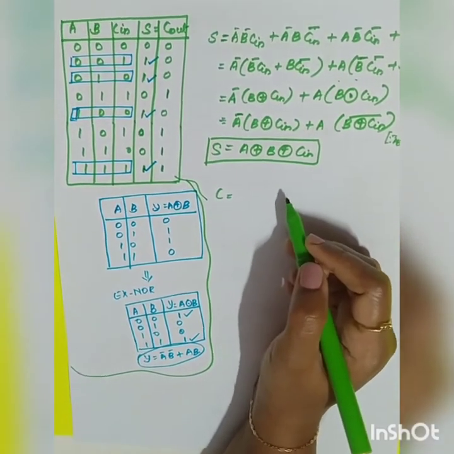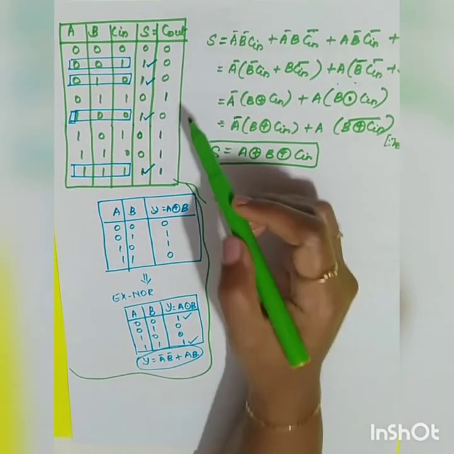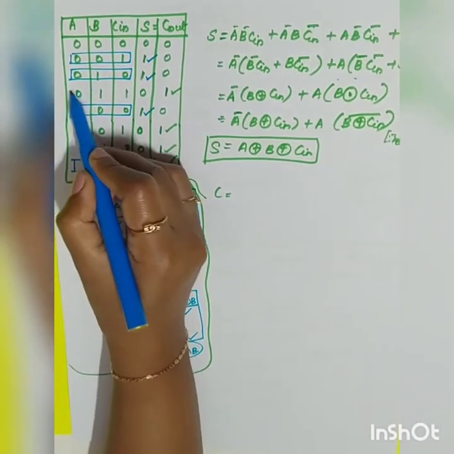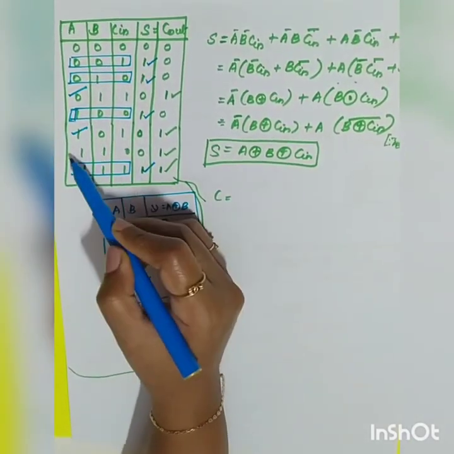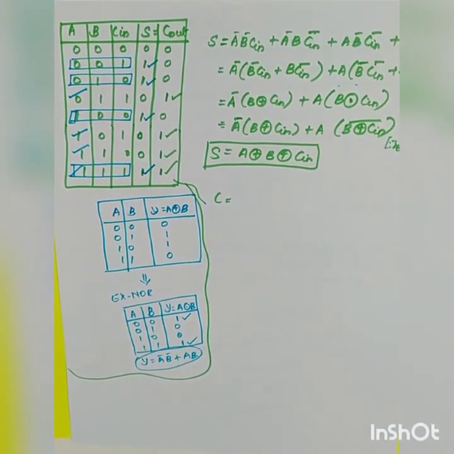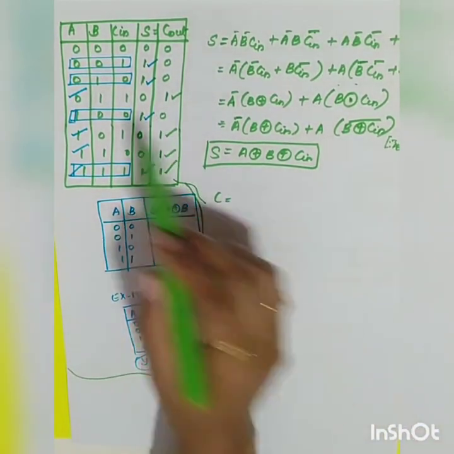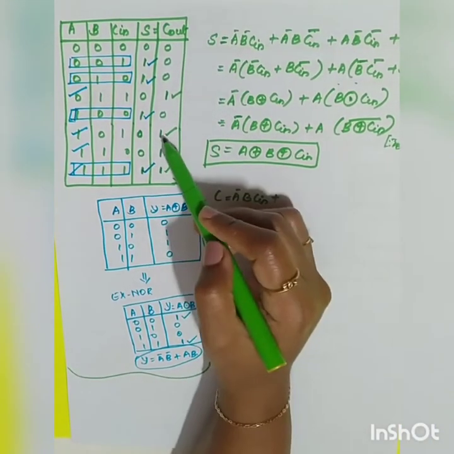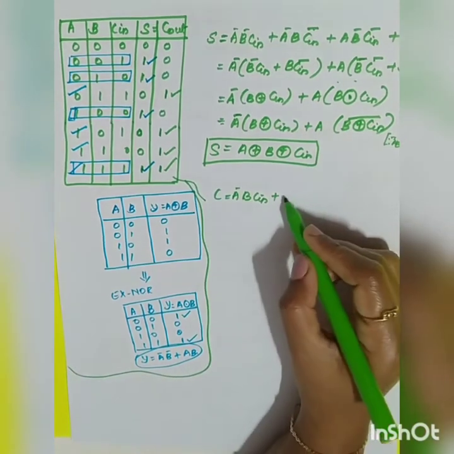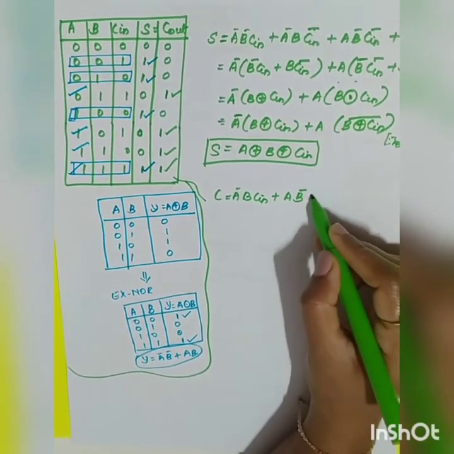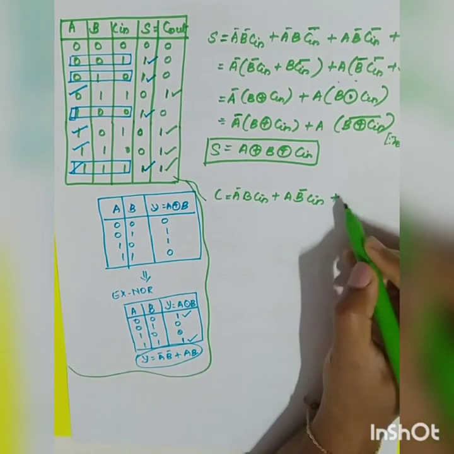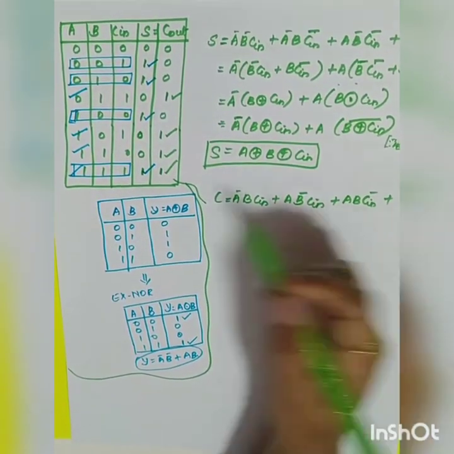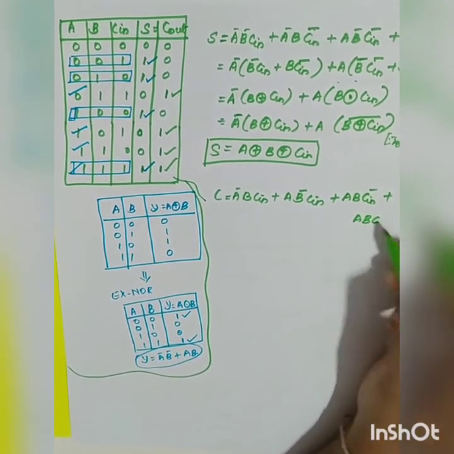Carry is equal to, what is your value? Wherever you have 1, 2, 3, 4. So here you have 1 and the last one. Okay. So let me take the combinations. The first combination is A bar B C in plus the second one, A B bar C in. Okay, plus the third combination, A B C in bar. Plus the fourth combination, again it is the same, A B C in.